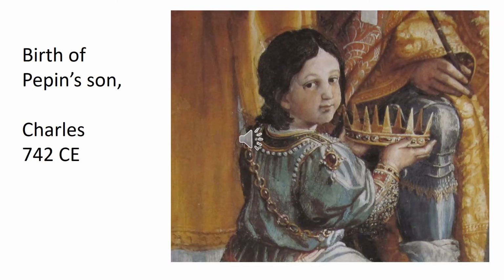Pepin's last claim to fame was that he fathered the boy who would soon become Charlemagne. And he was born in 742 CE. So this is a picture of little baby Charlemagne, but at the time he would have been known as Charles.